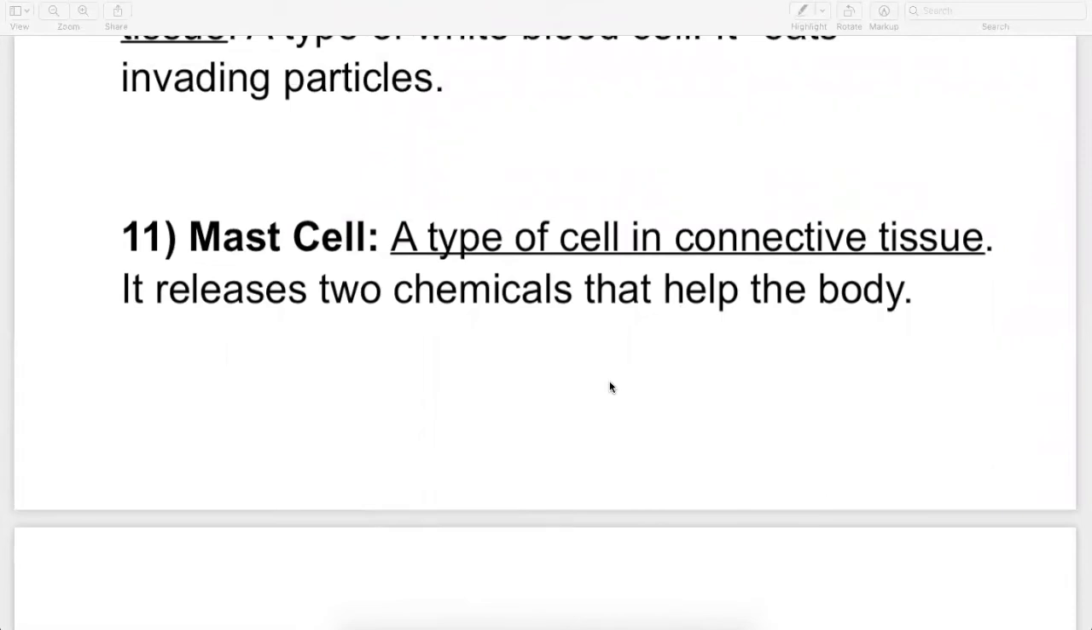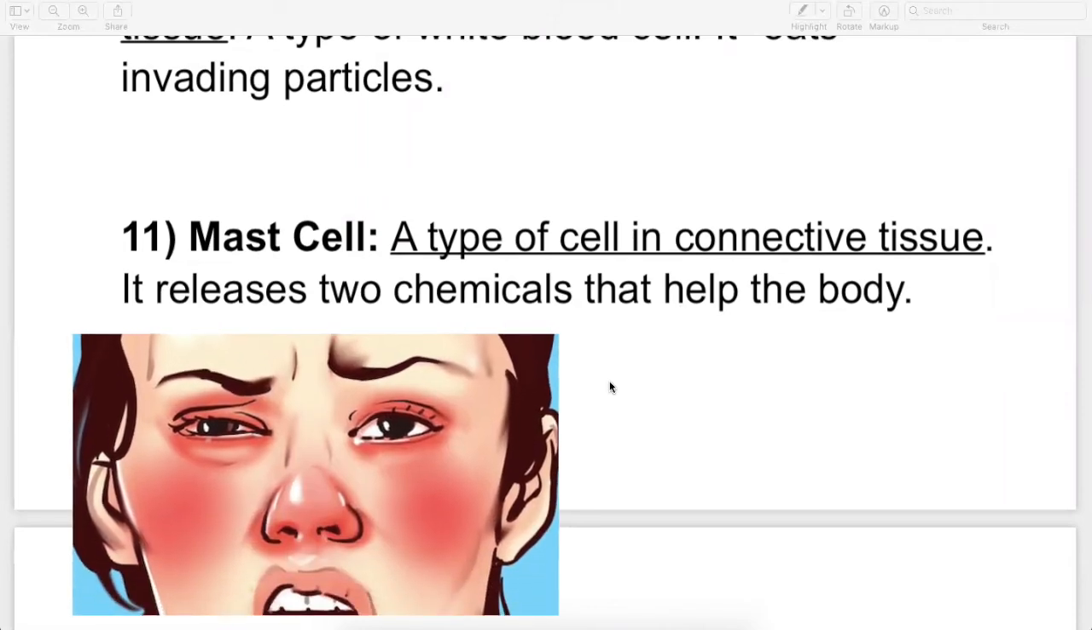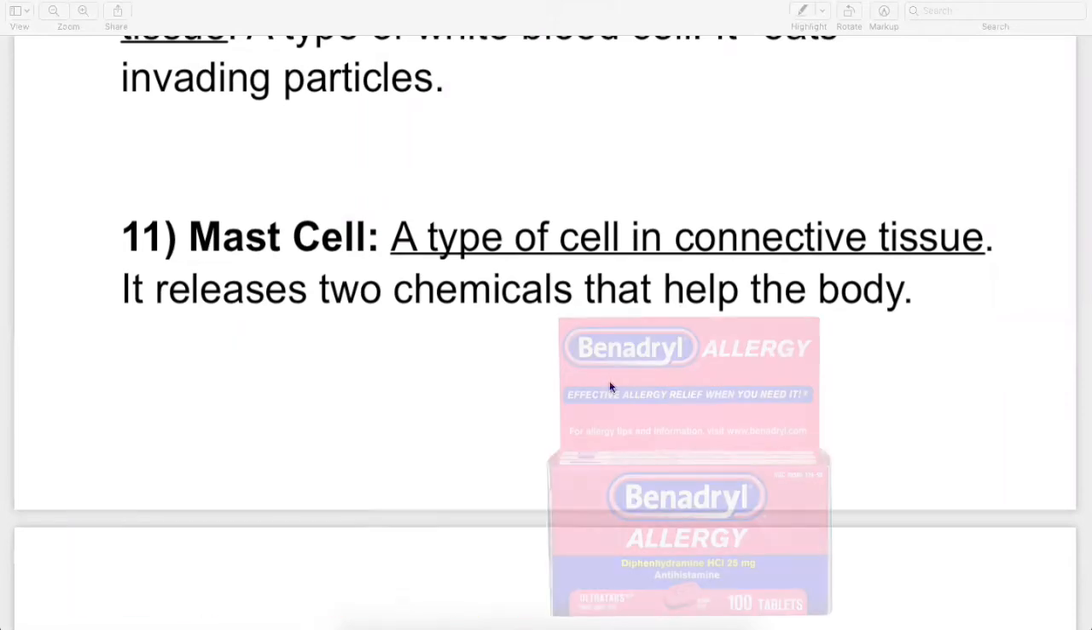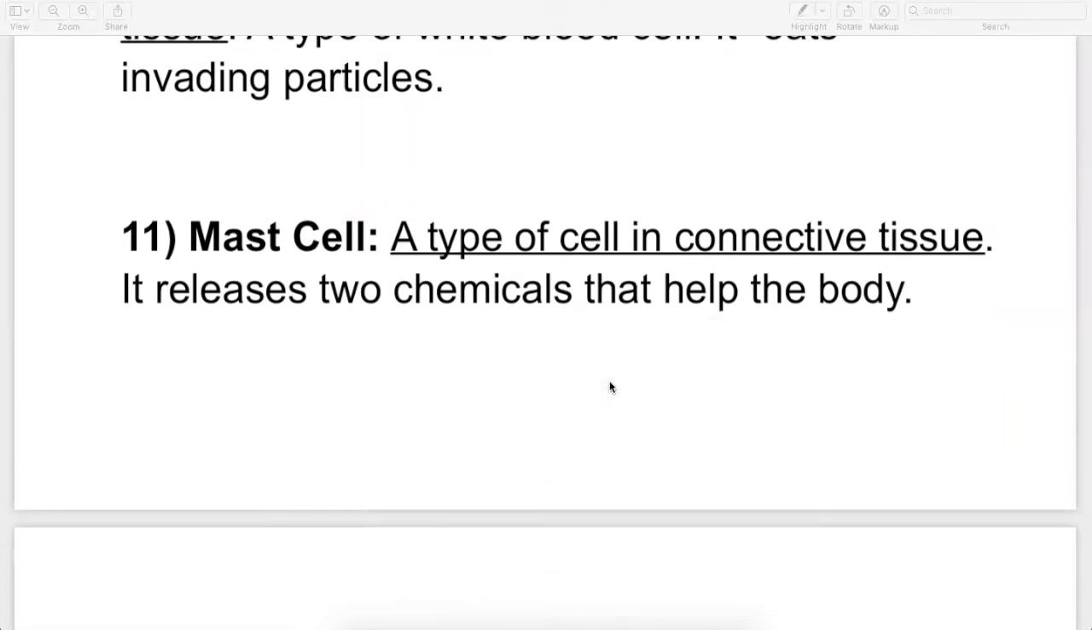Histamines are chemicals that make you get all clogged up. That's why in allergy season you need antihistamines, like Benadryl, that open your nose back up so you can breathe. Well, mast cells are actually trying to clog up your nose on purpose so that you don't breathe in bad stuff that's in the air. So it's making you uncomfortable, but it's trying to help you.